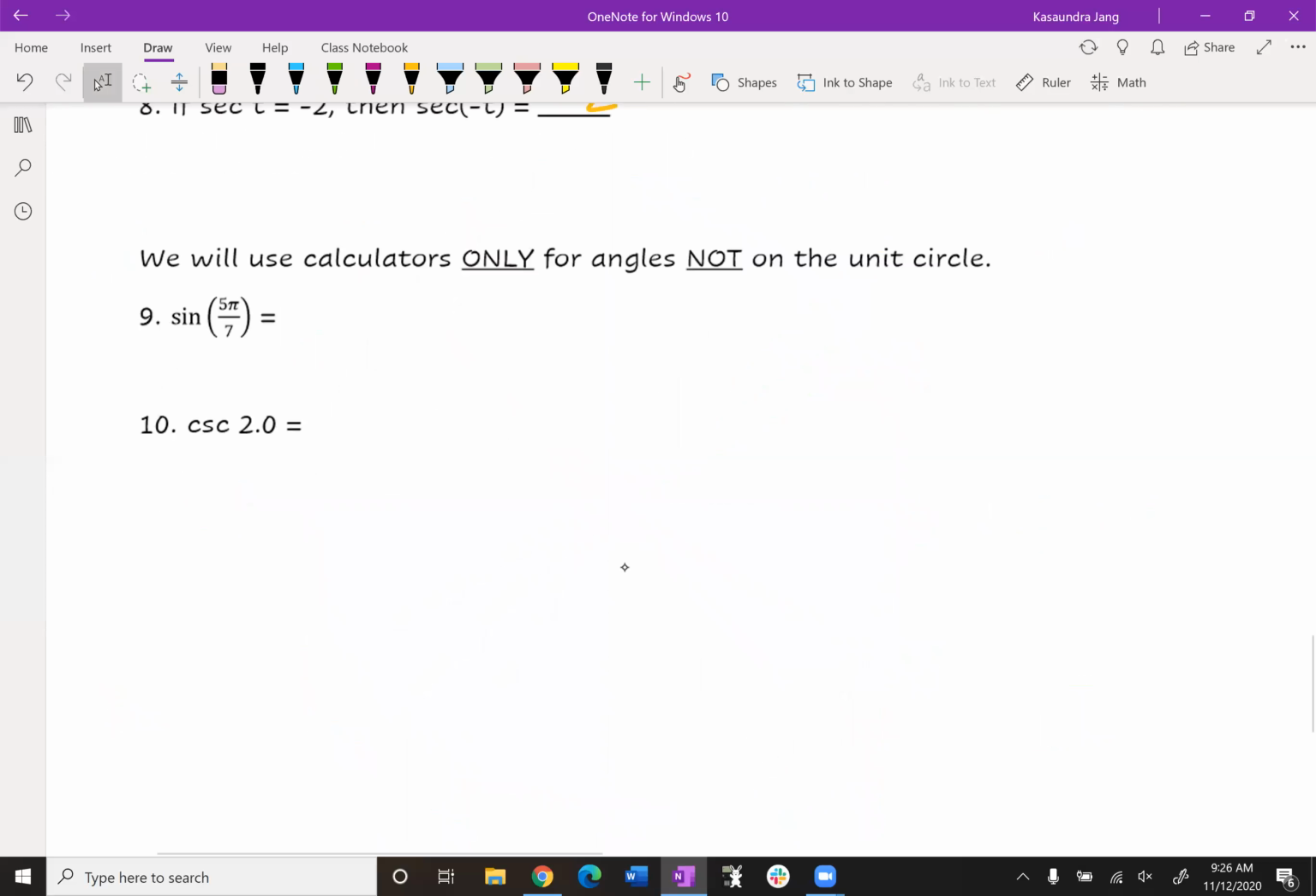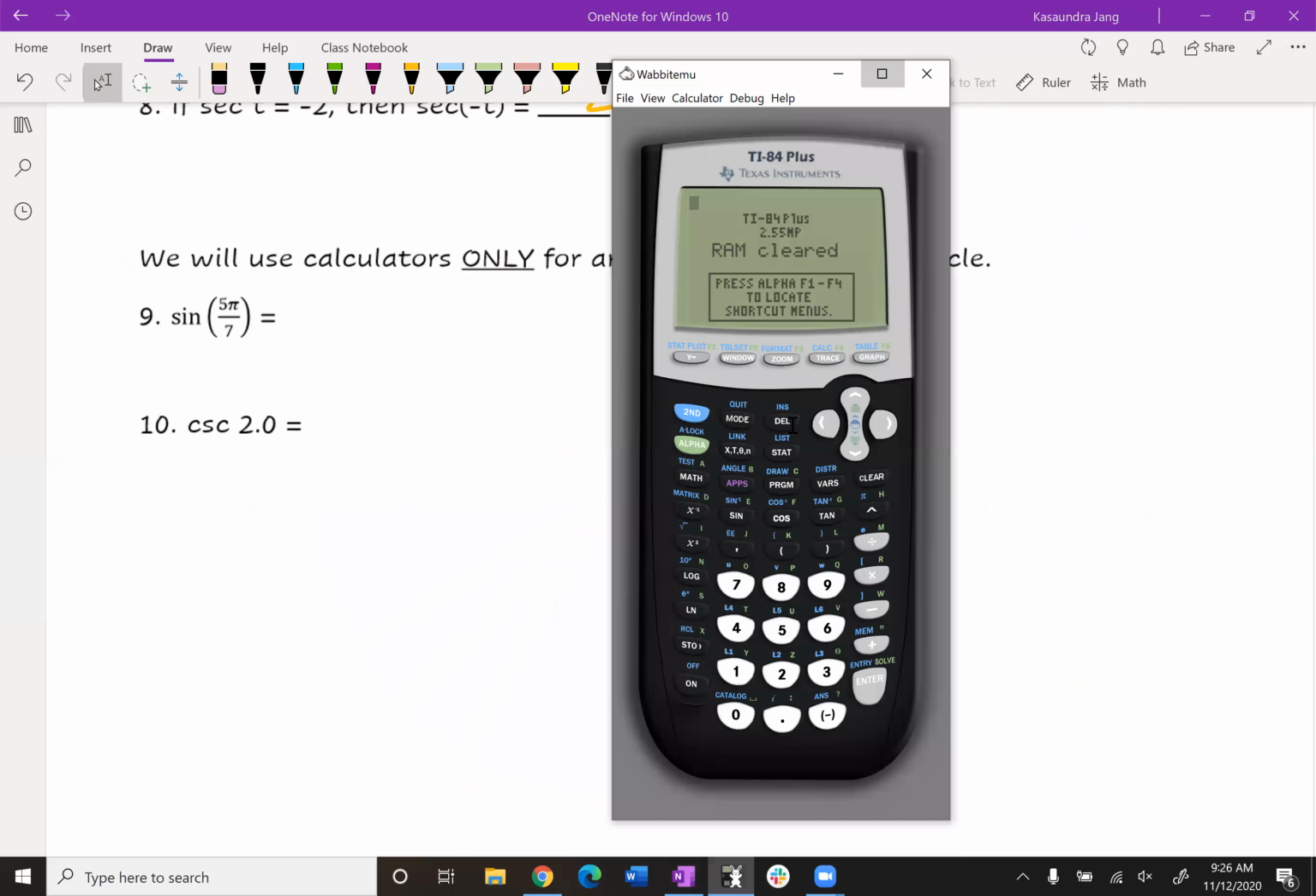All right, so these guys are not on there. 5 pi 7s. I don't have a 5 pi 7s on there. So I'm going to open my calculator. I don't know which ones you guys have. Whatever calculator you're going to use on your homework or on the test or whatever, go ahead and bust that out. Let's make sure you know how to use it for this trig stuff.